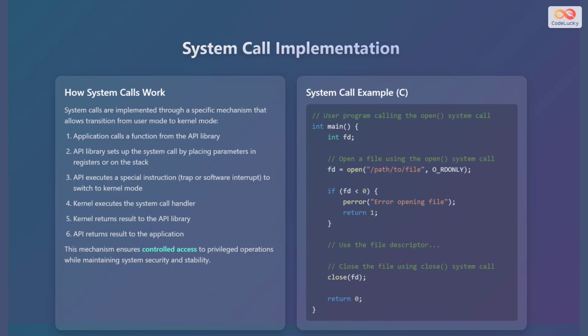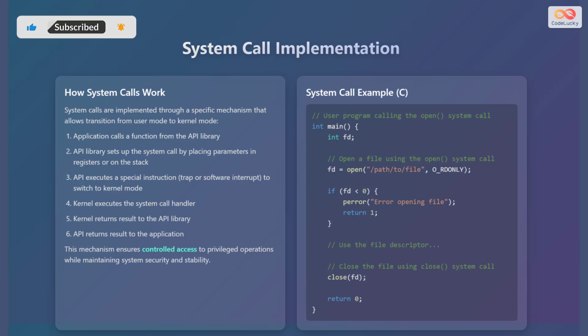Fourth, the kernel executes the system call handler. Fifth, the kernel returns the result to the application programming interface library. Sixth, the application programming interface returns the result to the application. This mechanism ensures controlled access to privileged operations while maintaining system security and stability.